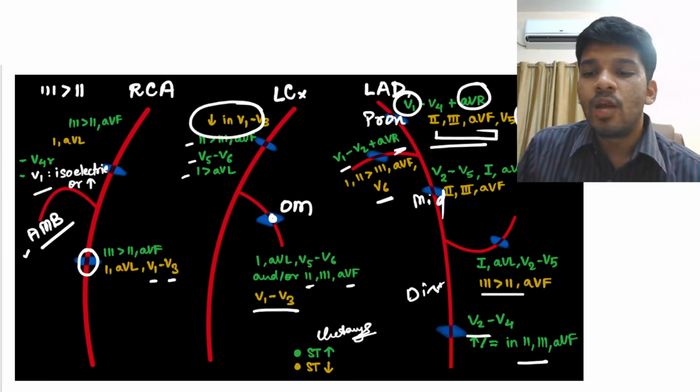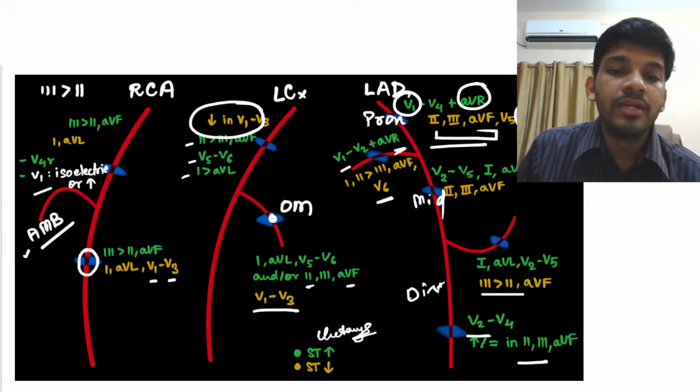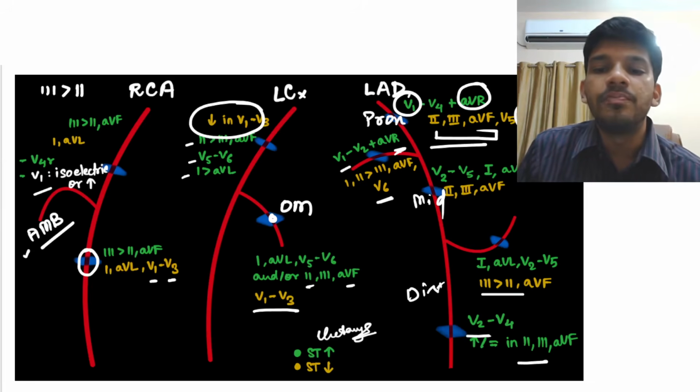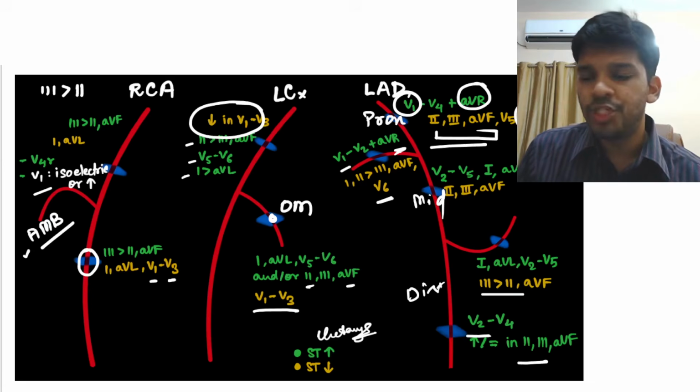Important takeaways: surrogate for V4R is V1. So if V1 is involved, you are pretty sure the right ventricle is going to be involved if there is inferior lead ST elevation. So addition of the extreme right precordial leads or posterior leads very slightly will increase the sensitivity, but mostly your 12 lead ECG will suffice. Okay, so that is going from artery to ECG.